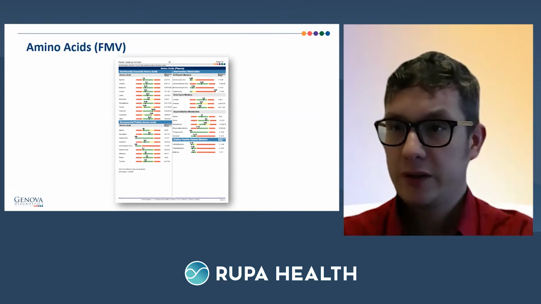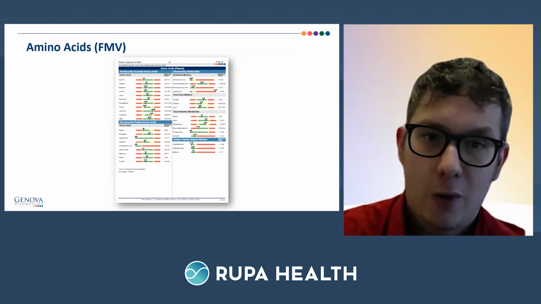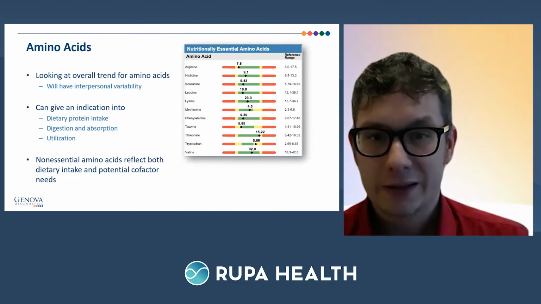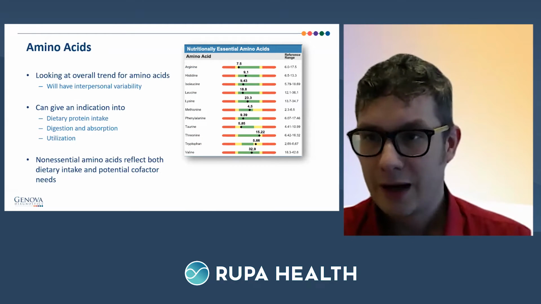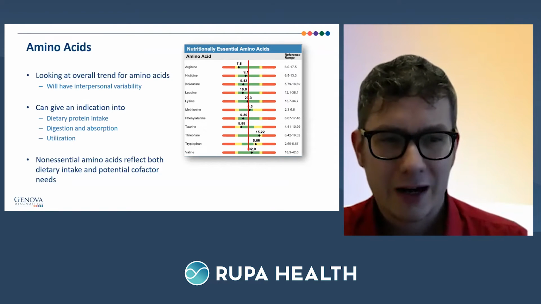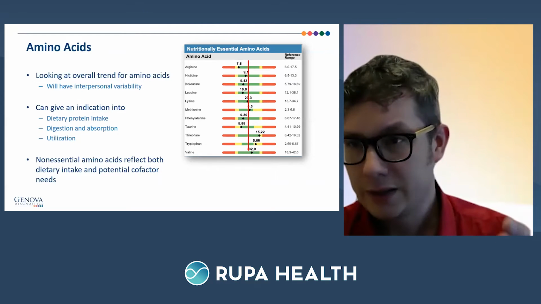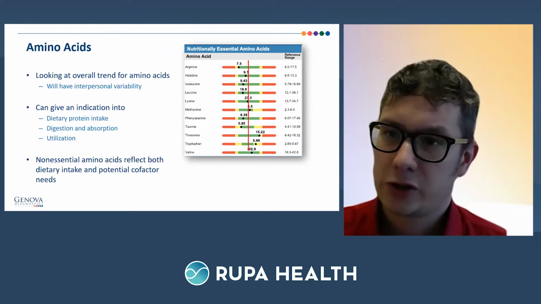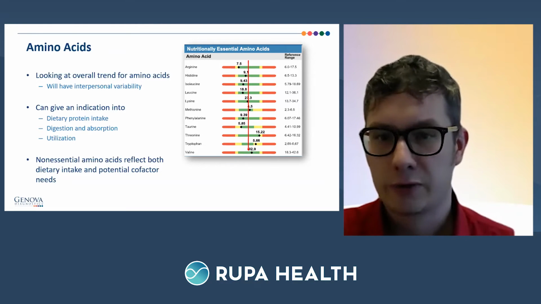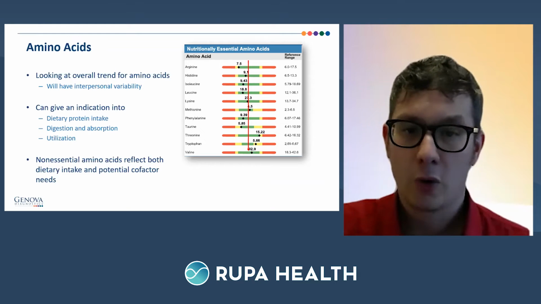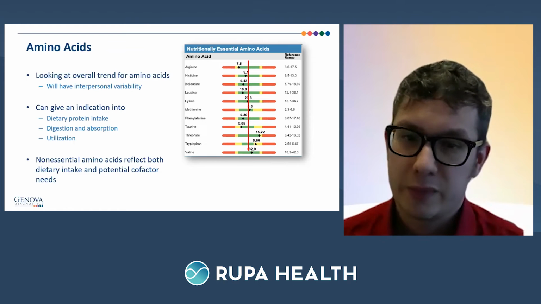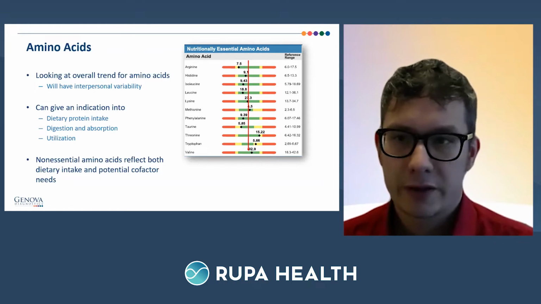The other component that's standard with the Metabolomics Plus is an amino acids first morning void sample. And when we're looking at amino acids, I think that we need to understand that everyone's going to have a little bit of interpersonal variability. And the clinical utility that I tend to find is, are they trending down the middle, right? I don't want to see everything shifted to the left or shifted to the right, because that's going to tell me there might be some issue around dietary protein intake, or maybe even digestion and absorption of protein, or how are these processes being utilized? So that is one thing to just really keep in mind.